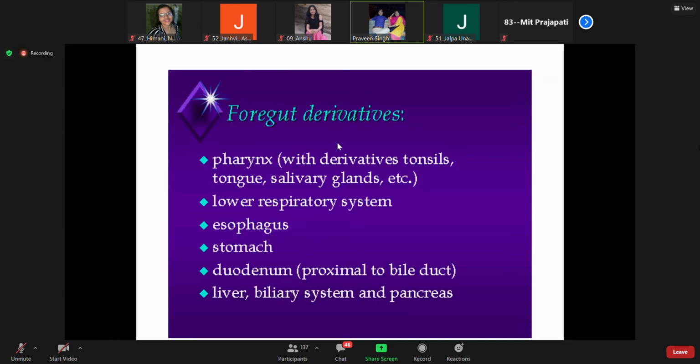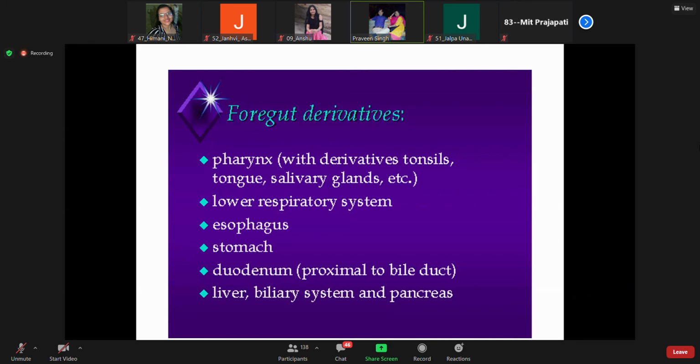So the foregut derivatives are the pharynx with its derivatives: tonsils, tongue, salivary gland, etc. I told you we will study this with the head and neck. Another important part is the lower respiratory system. We saw it. That is derived from the foregut, along with the esophagus, stomach, and half of the duodenum. And you must have been taught in theory that there is an opening of the common bile duct. Till that point, it is derived from the foregut.